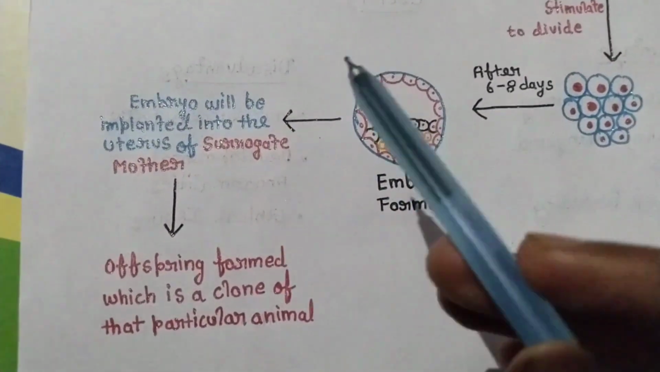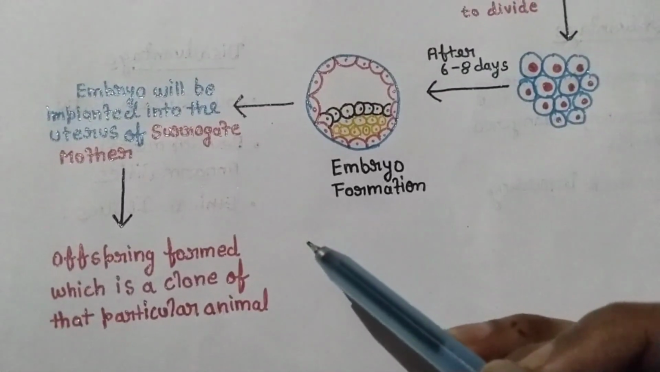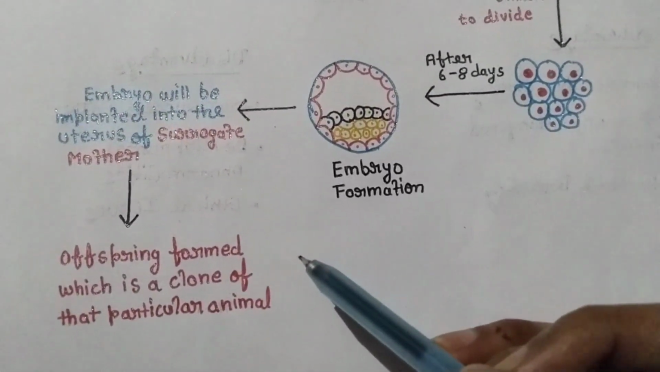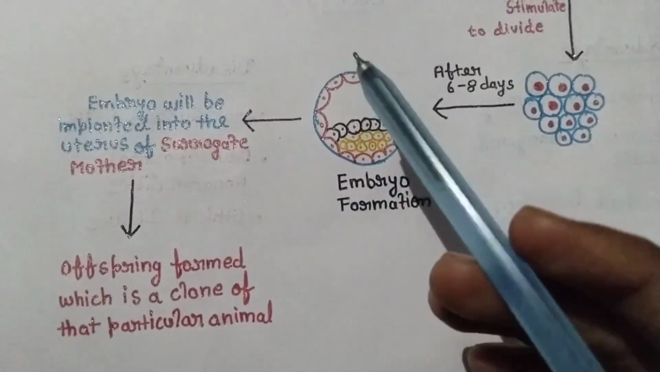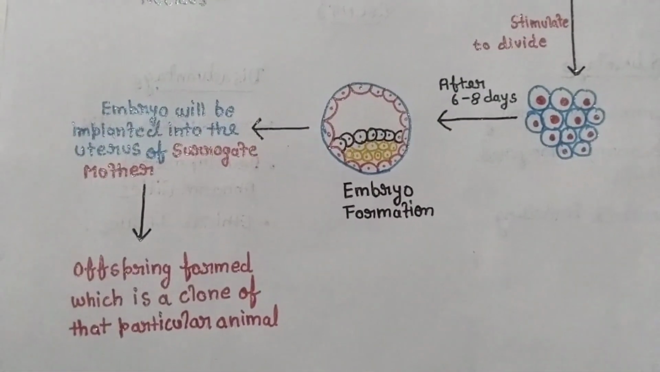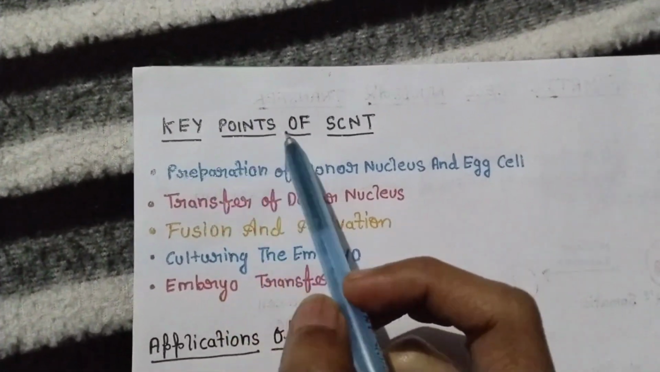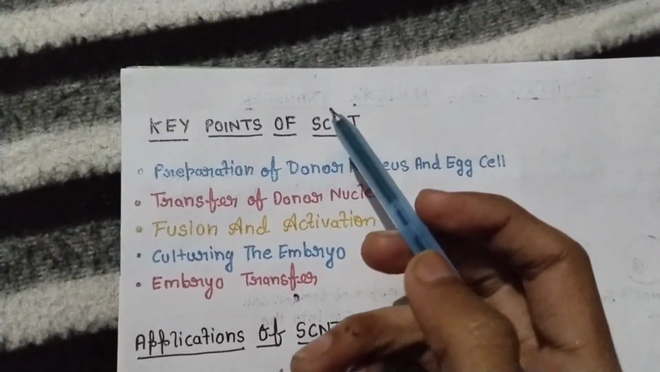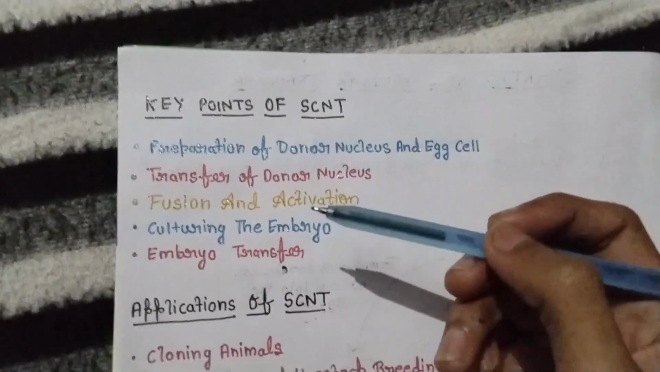Let us take an example. One such example is Dolly the sheep. Dolly the sheep is an example of a cloned animal that has been created through this technique. Now let us discuss the key points of somatic cell nuclear transfer, the important points.